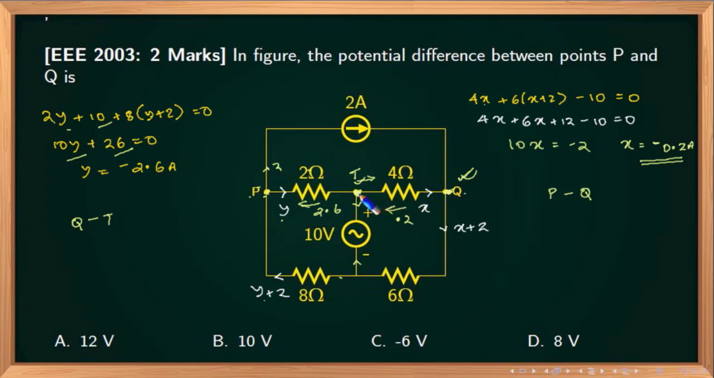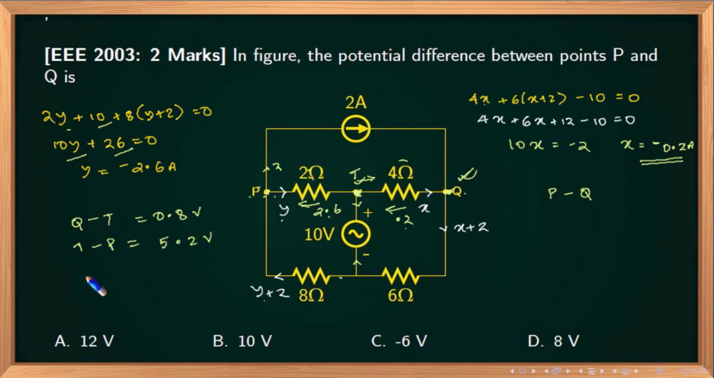So the potential drop between these 2 points will be equal to R into I, the value of resistance into current, because Ohm's law says that when you multiply the resistor value with the current, you get the potential drop. So Q minus T must be 4 into 0.2, which is 0.8 volts. Now T minus P will be 2.6 into 2, which is 5.2 volts.